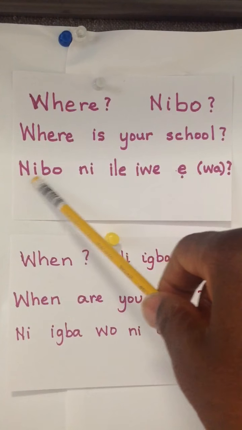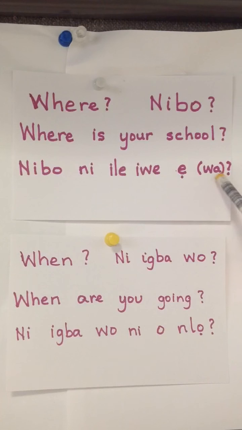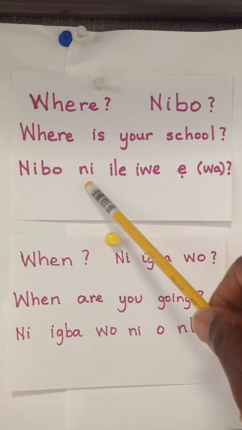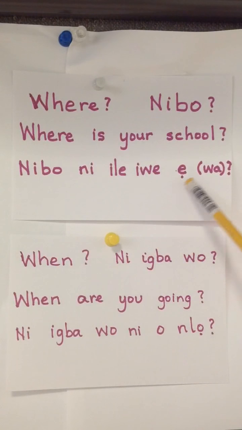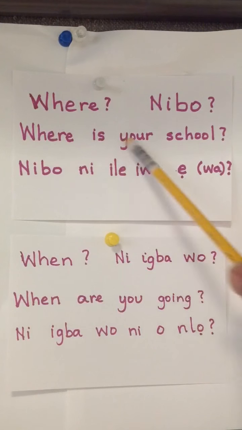Or we can say Nibo ni ilé ìwé ẹ wà. You don't need to add this one. That's why I put it in parentheses. But some people will say it like that. Nibo ni ilé ìwé ẹ wà. Where is your school?